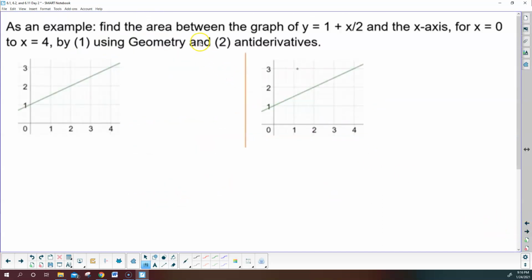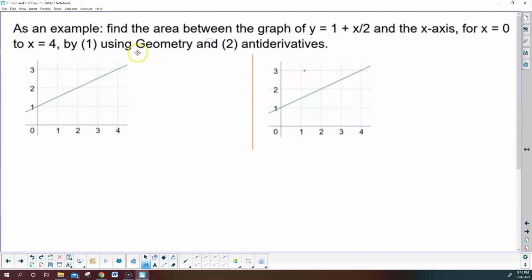All right, so what about this concept here? As an example, we want to find the area between, now notice, find the area between the graph and the x-axis. That's another way of saying find the integral when x is 0 to 4. So I want to go from 0 to 4 of y, right? And I'm going to call this f of x just because that's probably more familiar.